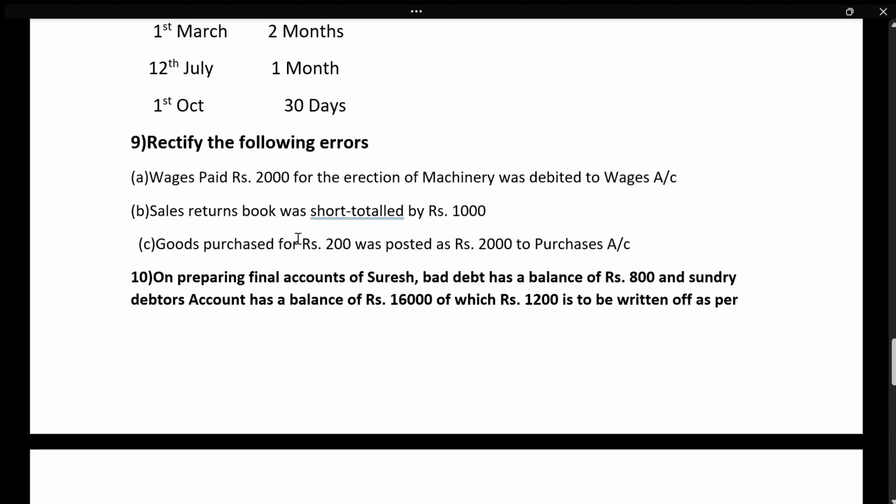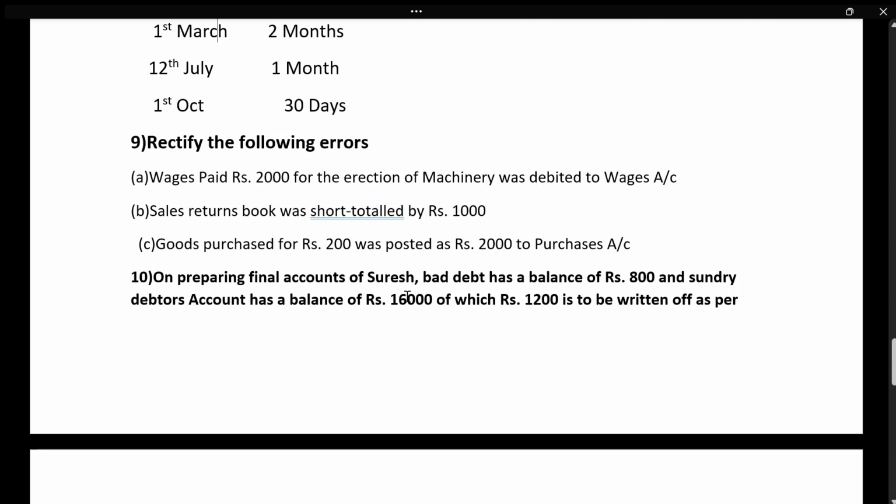Sales return book was short total. Sales return has a debit balance. So you have to write debit sales returns account with rupees 1000. Goods purchased for rupees 200 was posted as 2000. So it is overcast. So what you have to write is purchase account is debit balance. Overcast means you have to give opposite balance. So credit purchase account with rupees 1800, the difference you have to write.